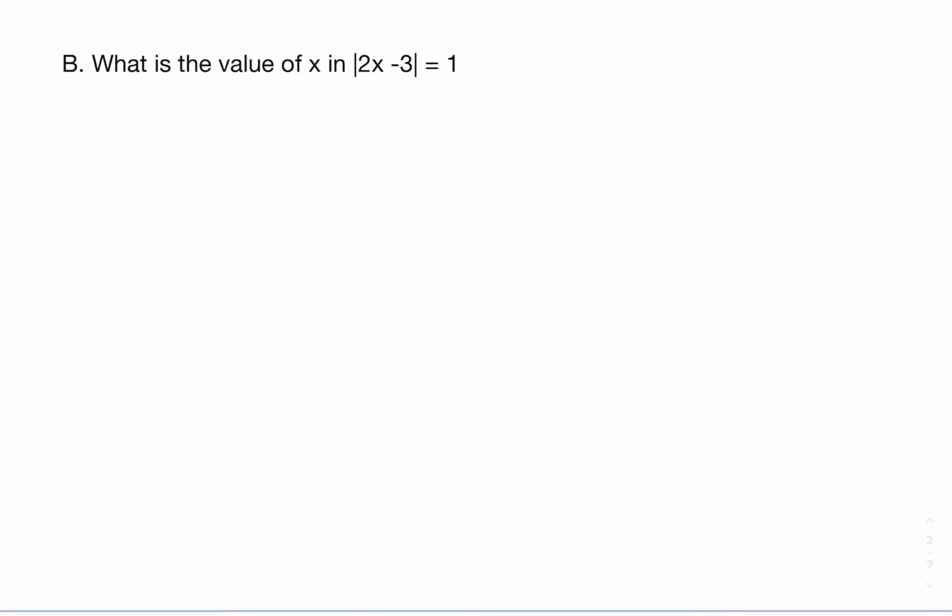What is the value of x in the absolute value of 2x minus 3 equals 1? What we're going to do is split this equation into two different equations. The first is we're going to write it without the absolute value sign: 2x minus 3 is equal to 1. The other is going to be 2x minus 3, the entire quantity, negated, because the opposite of whatever value is inside the absolute value sign will also be true. We set that equal to 1. Now we've got two equations, and we can solve for x in both of them.